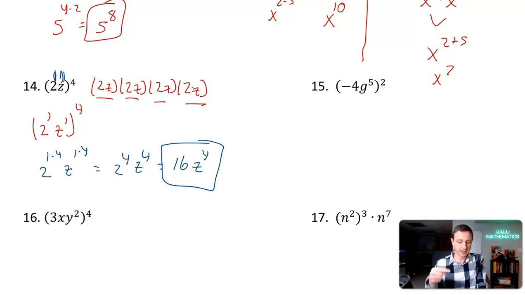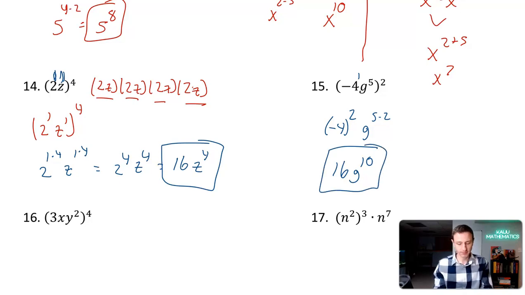15 is going to be negative 4g to the 5th to the 2nd. So that's negative 4 raised to the 2nd power, because this is a 1, negative 4 to the 1st power. And then g to the 5 times 2, which is 10. So negative 4 to the 2nd power is negative 4 times negative 4, which is positive 16. G to the 10th, 5 times 2 is 10.